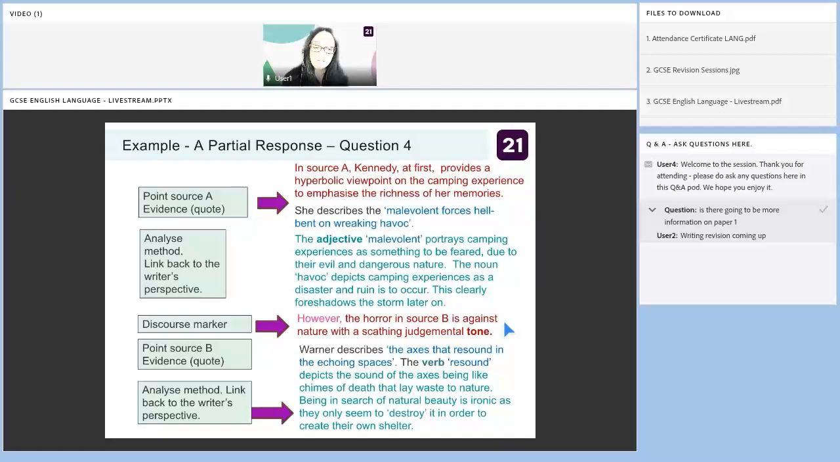Now, there's no set way of how to compare. You can write about all of source A first, then all of source B, and compare. But what's most important is that you must ensure you write about both to access level 3 and above.